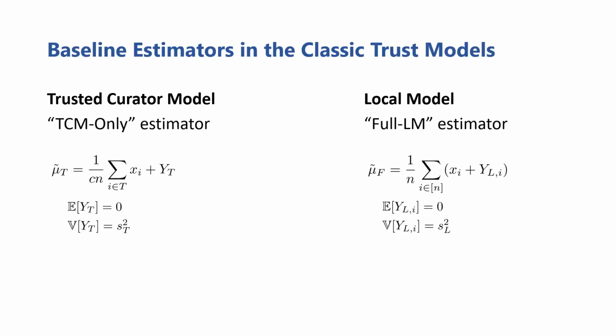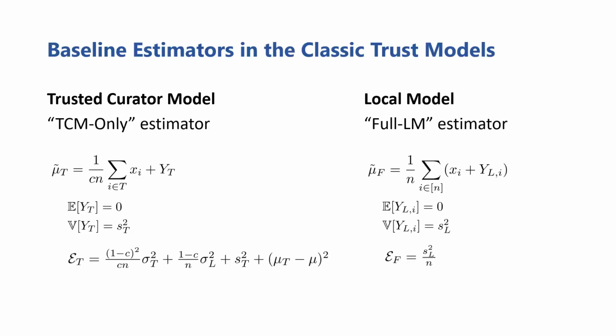For the local model, we define the full LM estimator. Here, all users add the same scale of calibrated noise to their own data to ensure differential privacy. Then they report their privatized data. The full LM estimator just takes these reports and computes a simple mean on them. I should note that although the noise addition privatization mechanisms here seem simple, it's actually a fairly broad class, which includes two of the most popular differential privacy mechanisms, the Laplace and Gaussian mechanism.